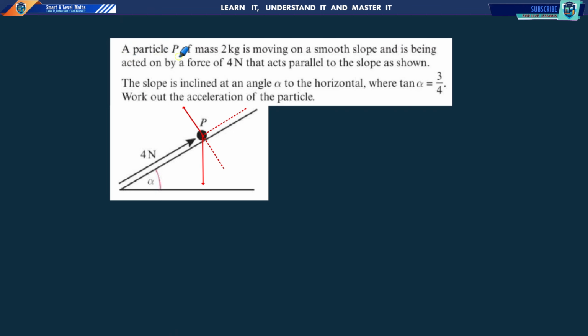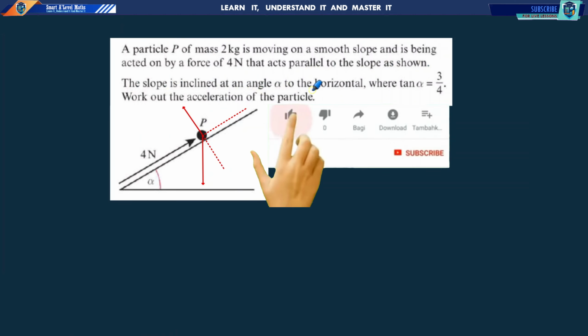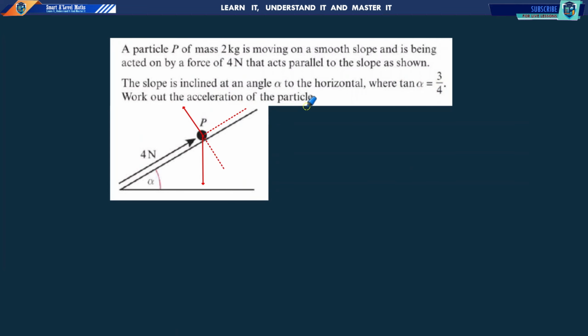A particle B of mass 2 kg is moving on a smooth slope and is being acted on by a force of 4 Newton that acts parallel to the slope as shown. The slope is inclined at an angle alpha to the horizontal, where tan alpha is 3/4. Work out the acceleration of the particle.